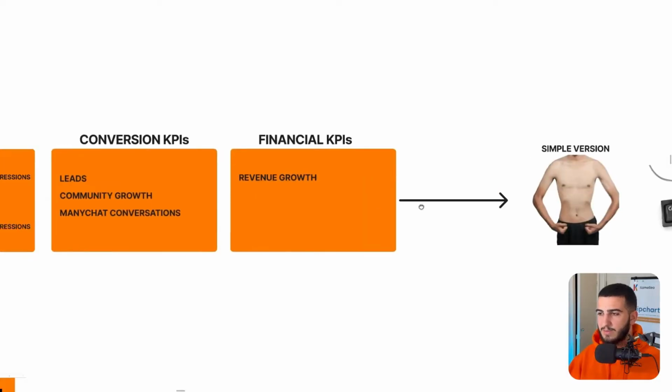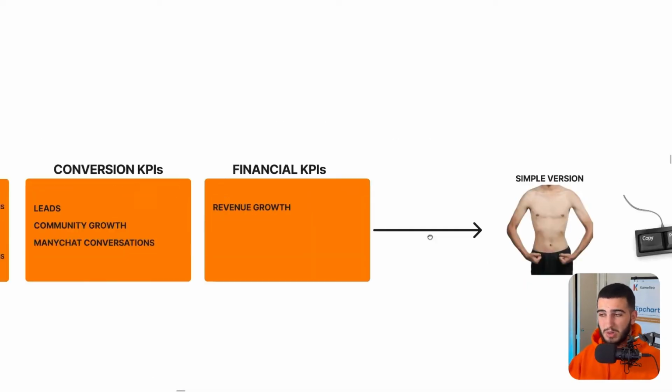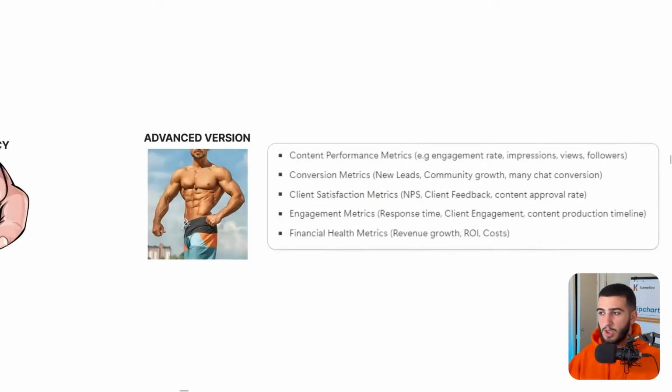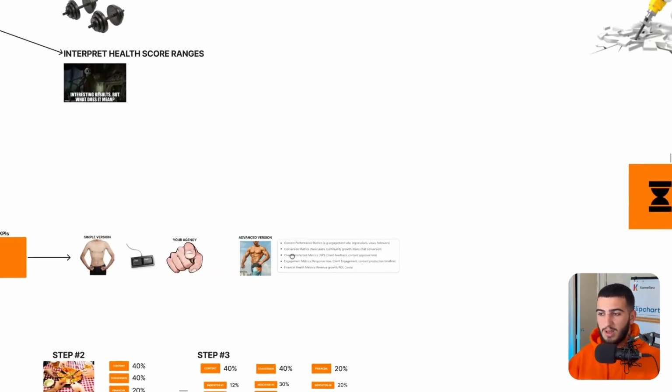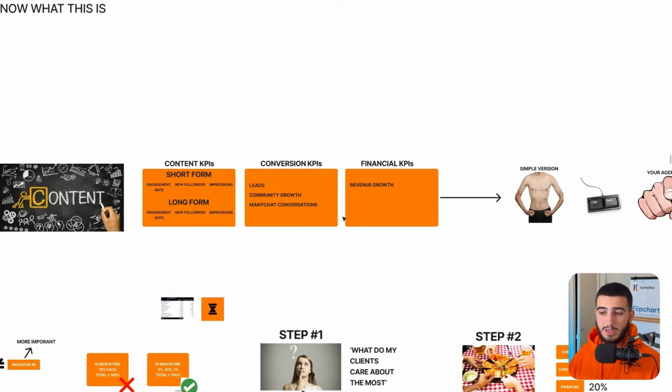Now, I will say this is the simple version of it. We're not tracking too many different departments and we're not tracking too many different KPIs. The reason I kept it simple is because I want to make it very, very easy for you to just copy and paste this directly into your agency. A more advanced version will look something like this, where for each one of the different departments, like content performance metrics, conversion metrics, client satisfaction metrics, engagement metrics, you have a bunch of different KPIs, overall tracking maybe about 12 or something, just to generate that health score. But like I said, we're going to keep this as simple as I can, just to make it very, very easy for you to literally copy and paste this straight into your agency.